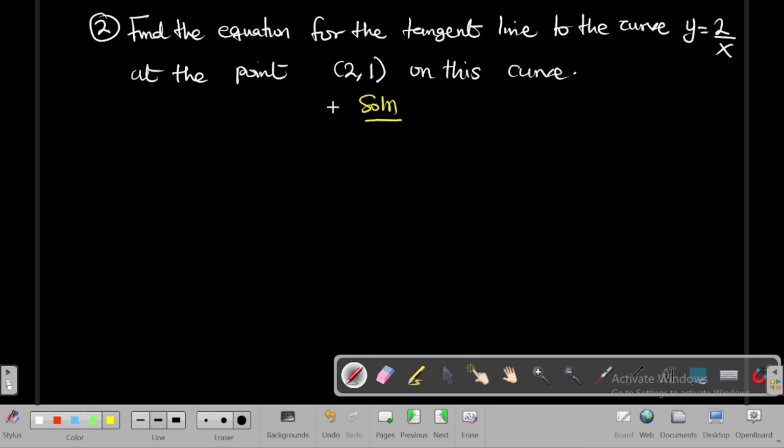Now the second question says find the equation for the tangent line to the curve y is equal to 2 over x at the point (2, 1) on this curve.